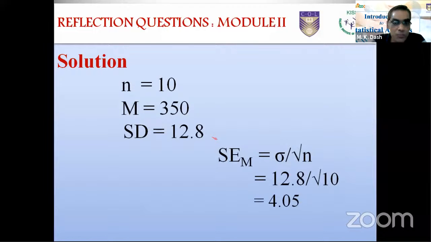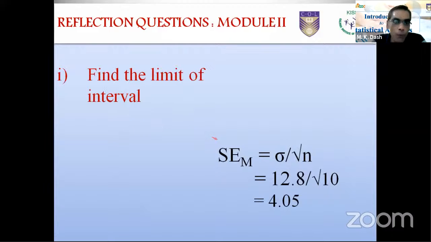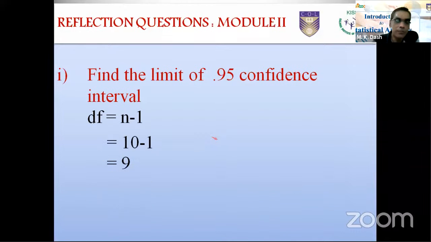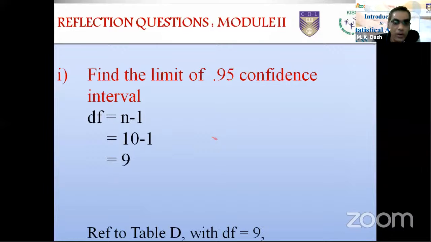Our standard error of mean is 4.05. Now find the limit of 0.95 confidence level. See, what is the degree of freedom? n minus 1. Total number of days is 10, minus 1, is 9. Degree of freedom is 9.